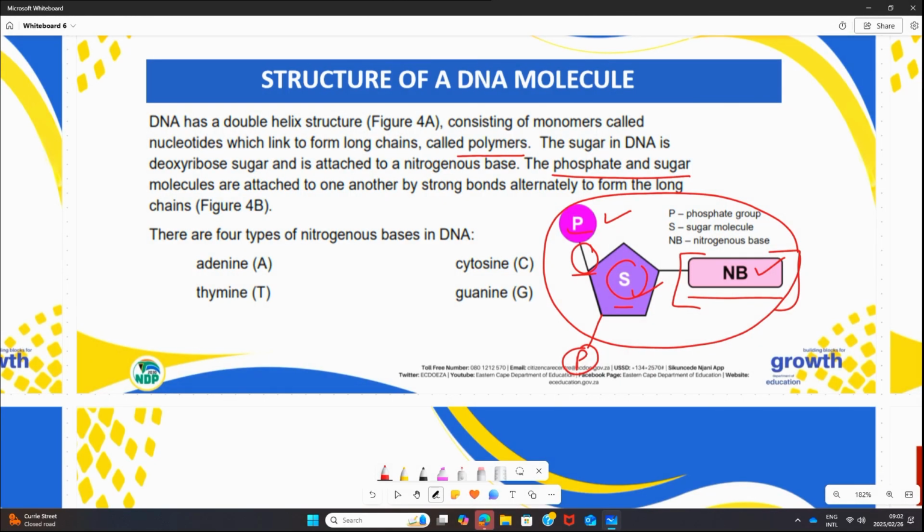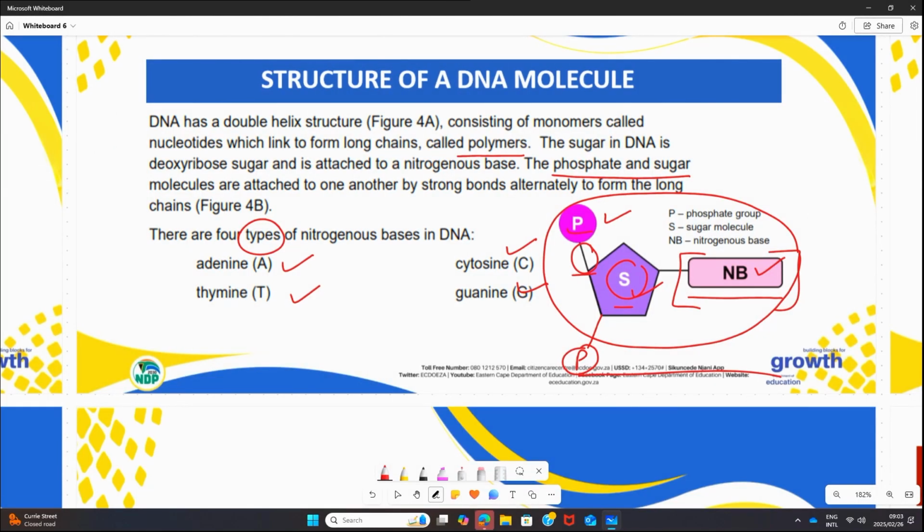Now, with nitrogenous bases, we've got 4 types. We have adenine, thymine, cytosine, and guanine. If a molecule does not contain all 4, then it is not a DNA molecule. For us to know that this is a DNA molecule, it needs to have all these 4 nitrogenous bases in it. They are very important.